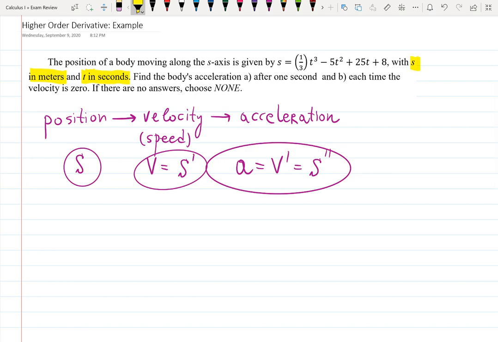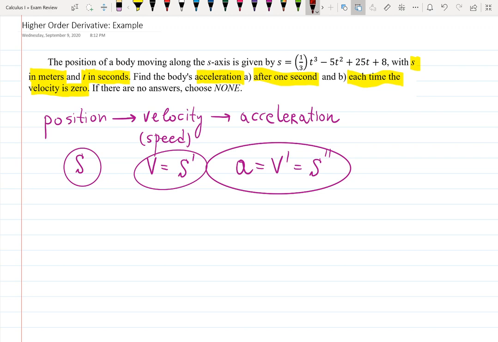Find the body's acceleration. And they want you to find it not just in general, but (A) after 1 second and (B) each time the velocity is 0. Here, let's first review what it means to find acceleration from the given position.